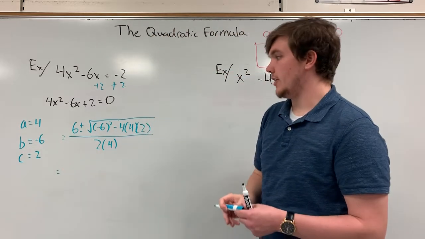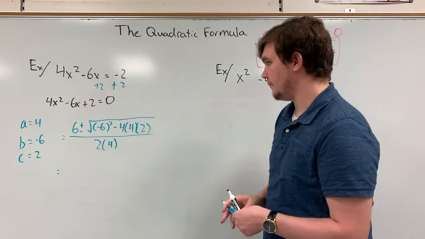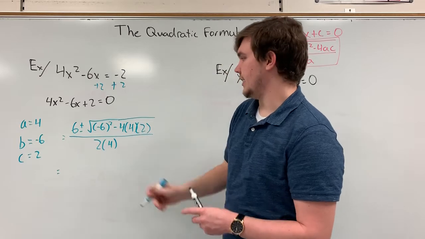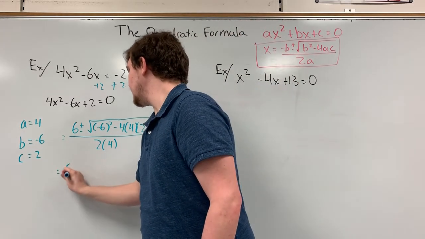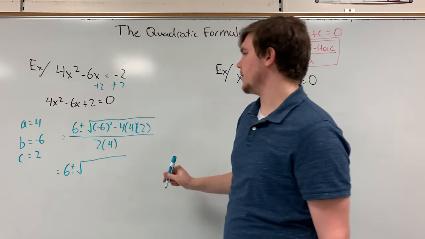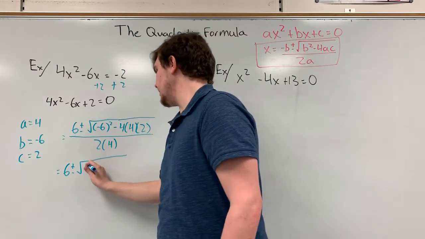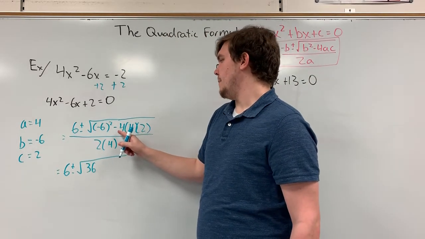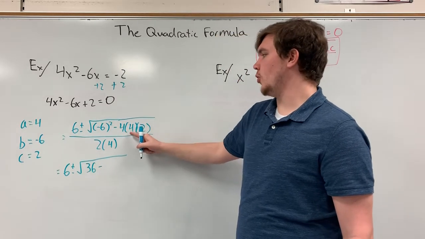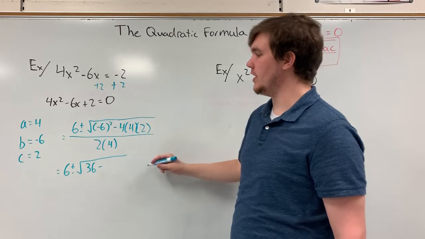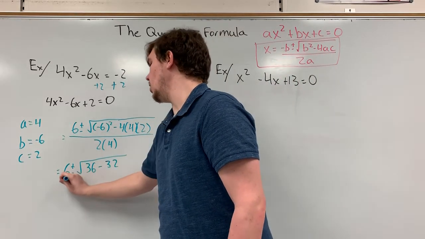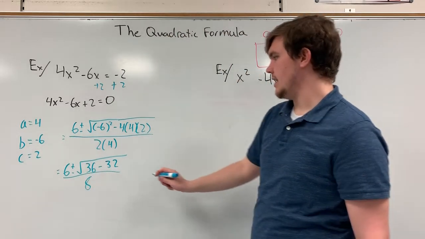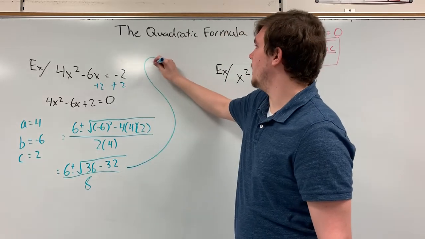All right, now let's start simplifying this one step at a time. I'm going to simplify the inside of this radical first because it looks pretty ugly. So I still have my 6 plus or minus the square root of negative 6 squared, which is 36, and then minus 4 times 4, which is 16, times 2 is 32. And that's all over 2 times 4, which is 8. This is coming out nicely.